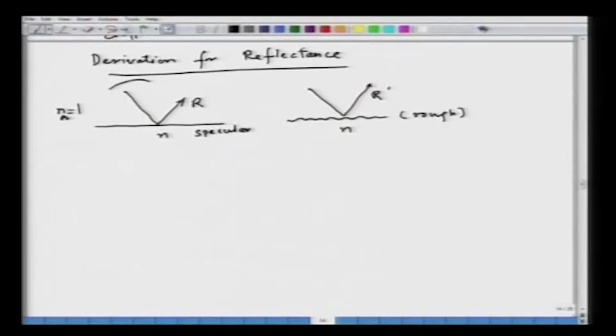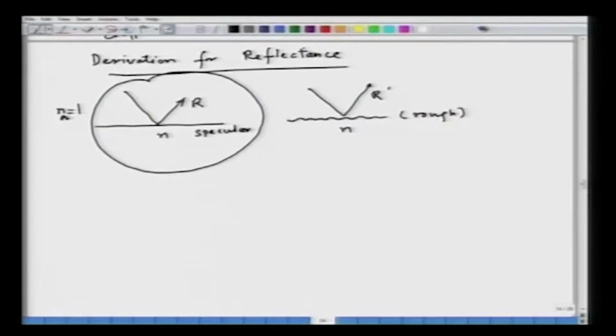But since we are interested here in relating the optical properties as we observe them to the intrinsic material properties, we are going to consider the case in which we have a very sharp discontinuity. In this case the reflectance is going to be decided by the refractive index of the material or kappa of the material, not by the roughness of the surface. So, this is the case that we are going to consider here.